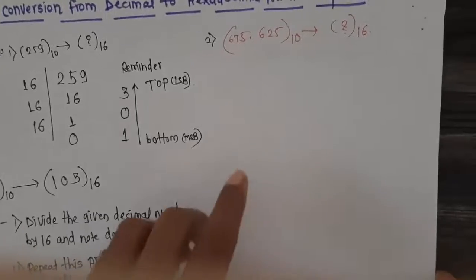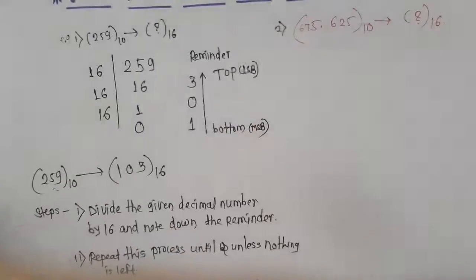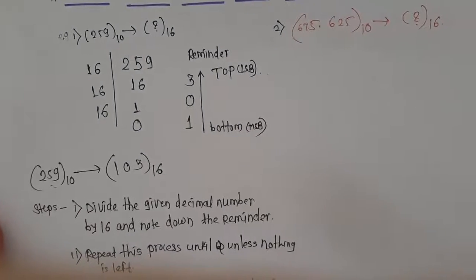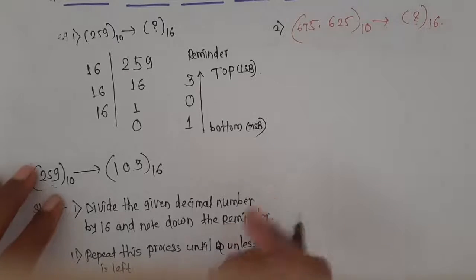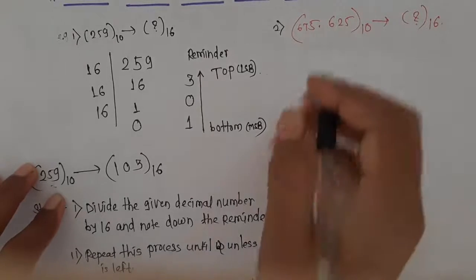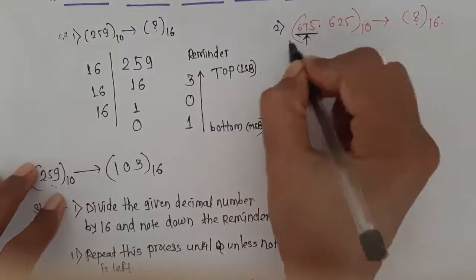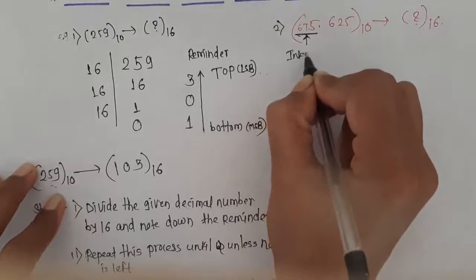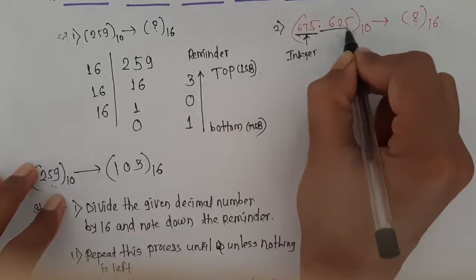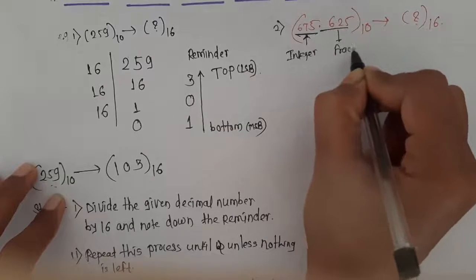But if the number is given in fractional form, then let's see what the process is. Here in the fractional number two parts are present. The first one is the integer part, because it is present before the point. This is the integer part, and from this point onward it is the fractional part.